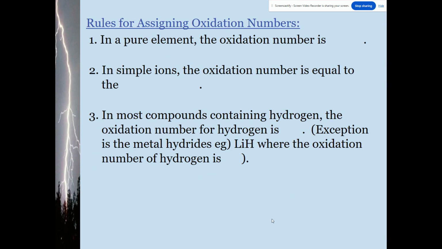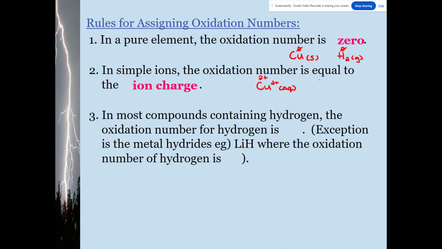So here are our rules for assigning oxidation numbers. And like I said, some of this we've already talked about. If you have an element or an atom in its pure elemental form, like copper solid, for example, or hydrogen gas, its oxidation number is 0. If I have a simple ion, like, again, copper by itself or in an ionic compound with a 2+ charge, its oxidation number is therefore 2+.